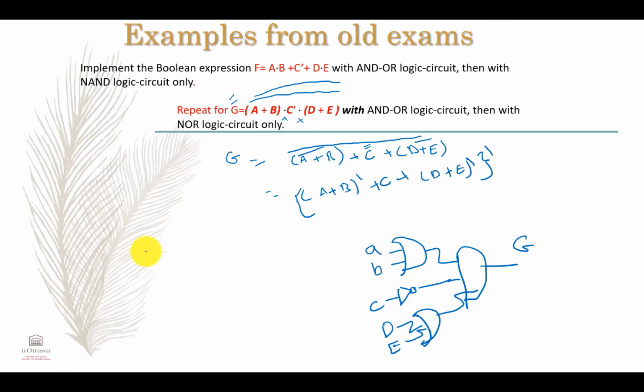After I draw the implementation of function G, I'm gonna place a bubble at each input to the AND gate. So here I have an AND gate, so I'm gonna place a bubble here, and then a bubble here. When it comes to the OR, I'm gonna place a bubble at the output of each OR gate. So here I'm gonna place a bubble, and here I'm gonna place a bubble. And after that, I have to check the logic level on lines coming from inputs and going to the output.